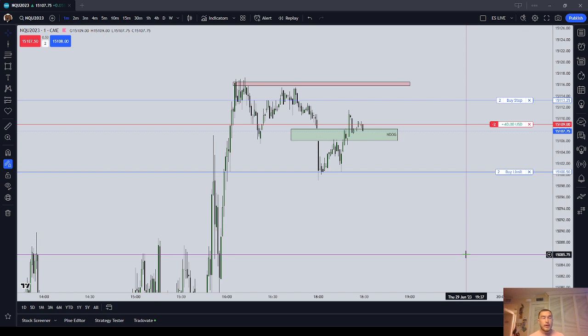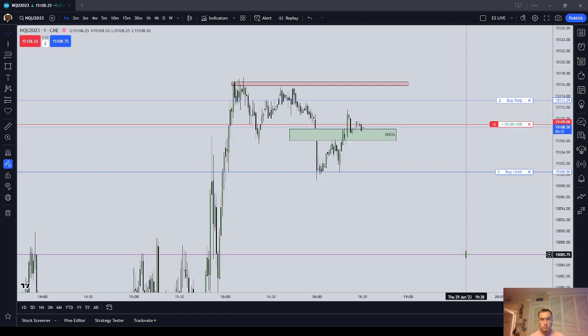Nine-point win wouldn't be bad. Not be bad at all. That's what we're looking for. Next mark-to-market was up. 108.50. 108.75.